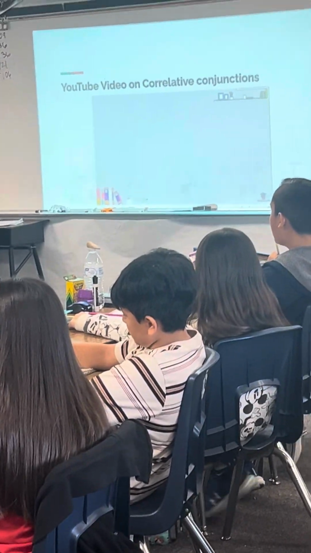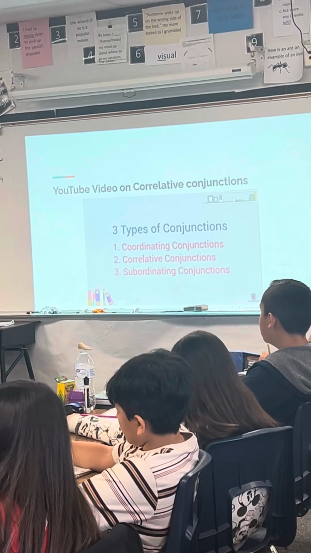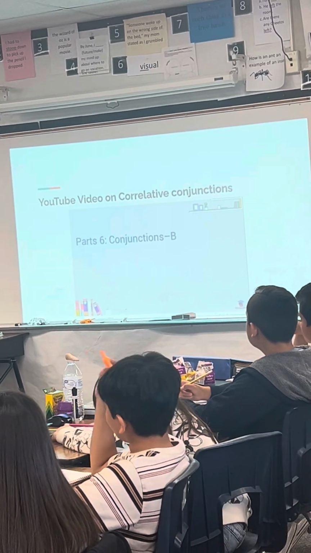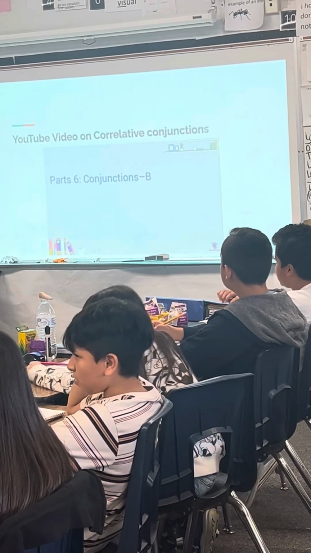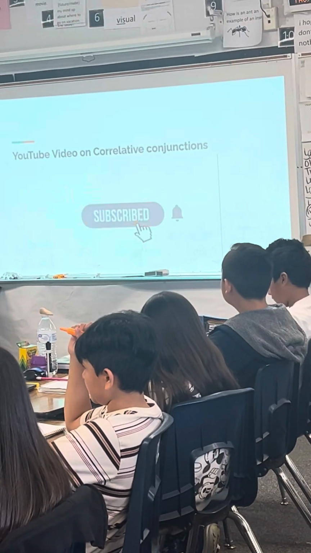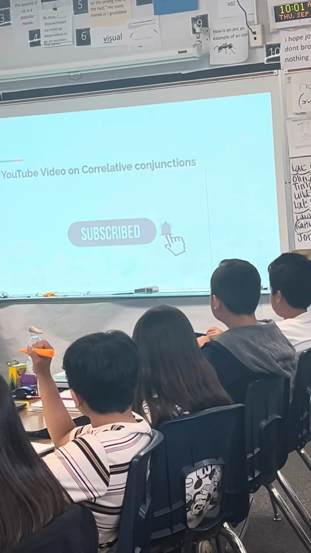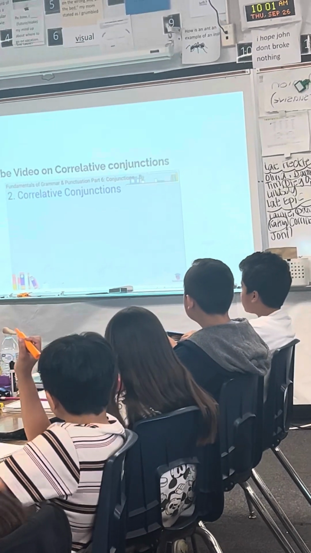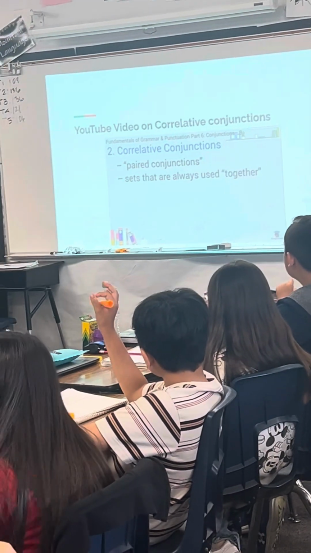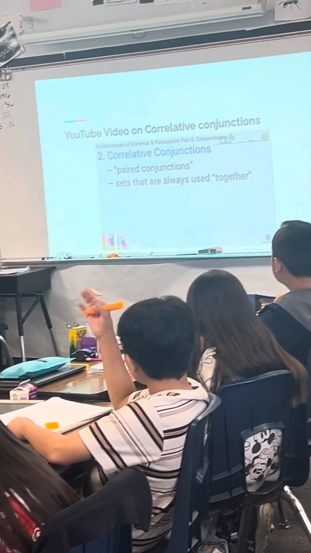We already discussed the first type of conjunction. That was the coordinating conjunction. In this video, we'll talk about the second one among the three, the correlative conjunctions. Correlative conjunctions are also known as paired conjunctions. They are sets of conjunctions that are always used together.